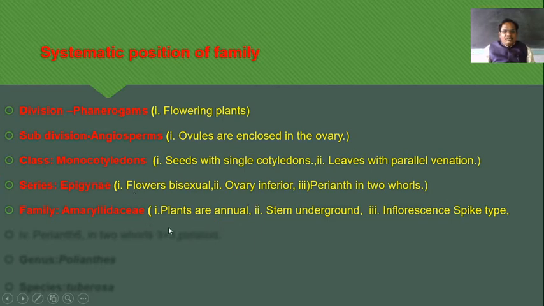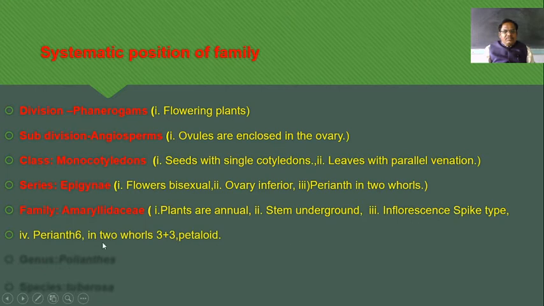Plants are monocotyledons. They are annual, they complete their life cycle within 1 year. The stem is underground, present in the form of a corm or rhizome, which is the underground part. The inflorescence is racemose type. This racemose type has a subtype, that is the spike type of inflorescence.